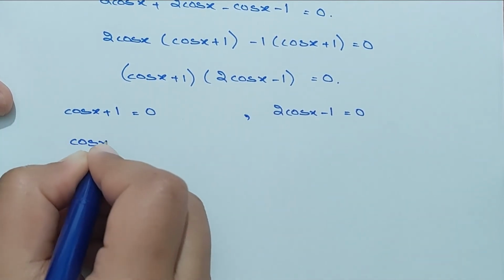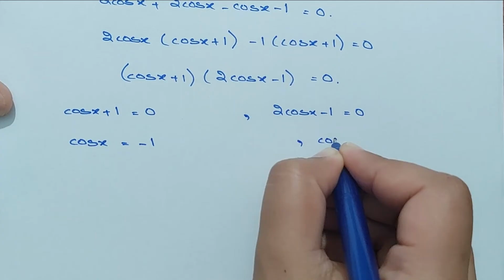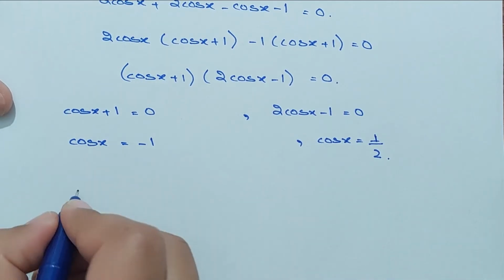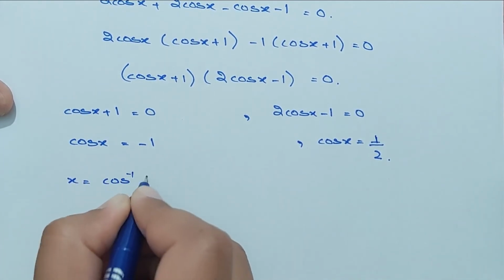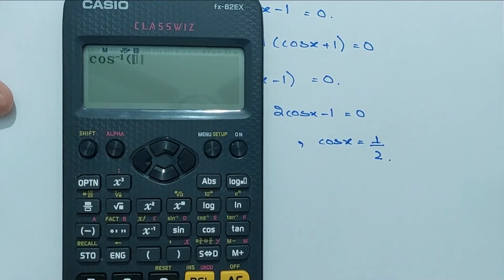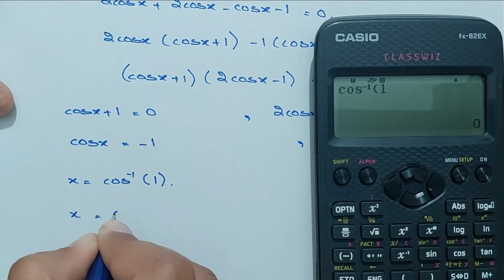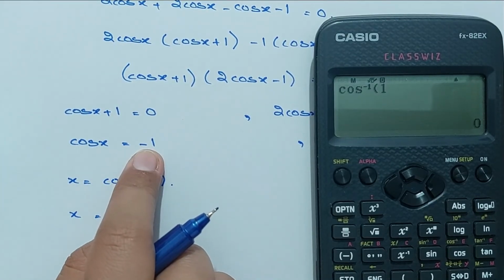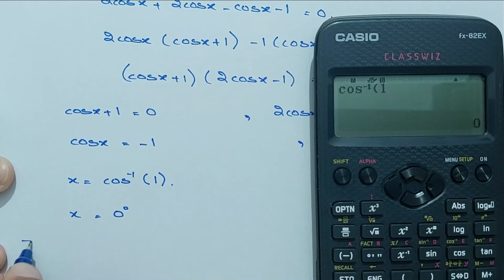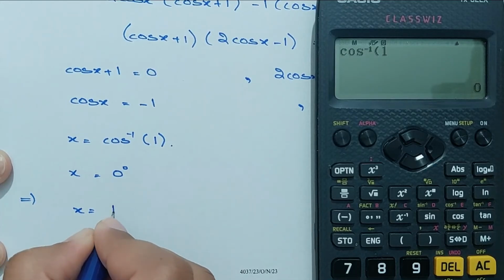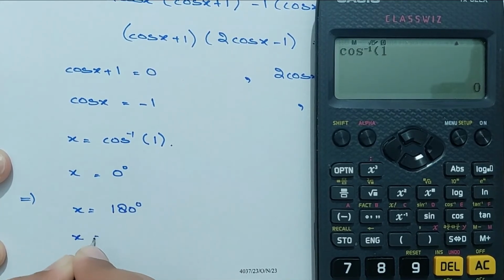So here cos x equals negative 1, and from here cos x equals 1 by 2, right? So cos x is negative 1. We have to solve for x, which is cos inverse of 1. What is cos inverse of 1? In degrees, yes. Cos inverse of 1 is 0. So x equals 0 degrees. Now using the CAST rule, we know that here cos is negative. Cos is negative in the second and third quadrant, right? So in the second quadrant, its answer is 180 minus 0, which is 180 degrees. And in the third quadrant, it is 180 plus 0, again 180 degrees, right?